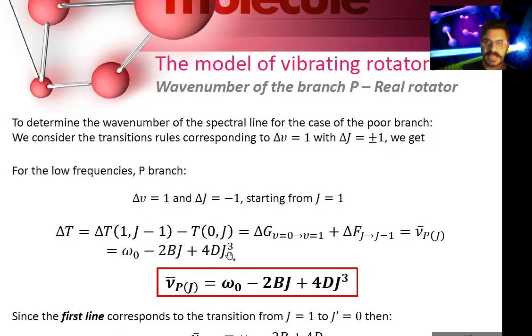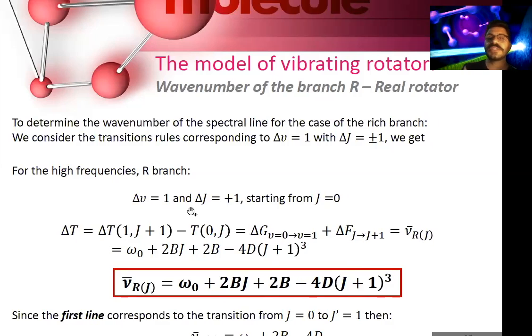Now, obviously, in this model, if you are going to seek the value of the first line in the P band, this line starts from j equal 1 because it's delta j minus 1. So the first transition goes from j equal 1 to j prime equal 0. If you put j equal 1, you will see that the first line on the P band is omega 0 minus 2b plus 4d.